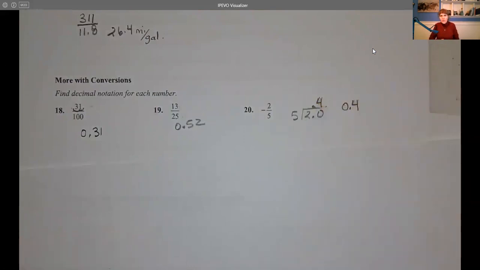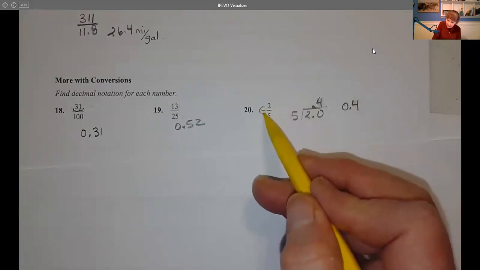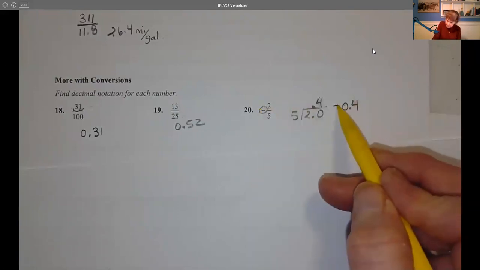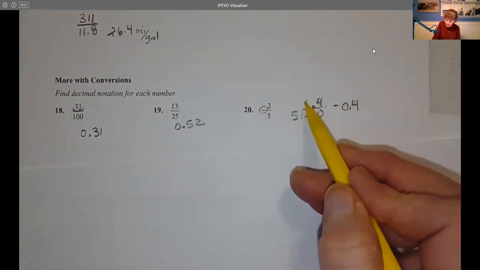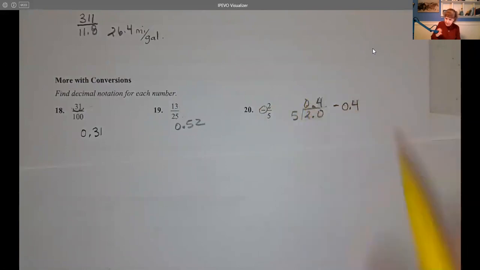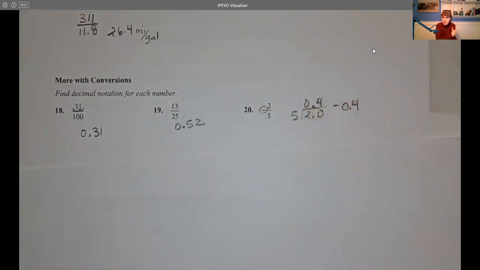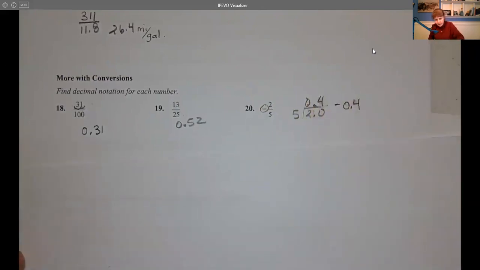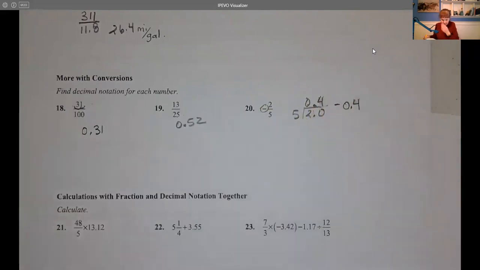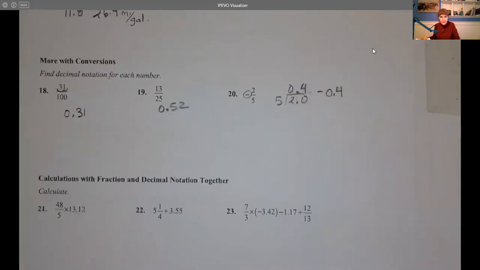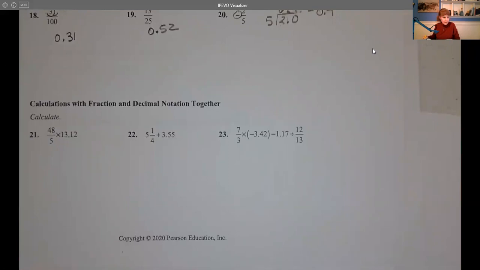Okay, so 0.4, because 5 times 4 is 20. So 0.4. And because of the negative, don't forget the negative. And there's a 0. 5 goes into 2 0 times. And in division, you bring that straight up. Okay. All righty. Our calculators are great. Okay, how would you do something like this?